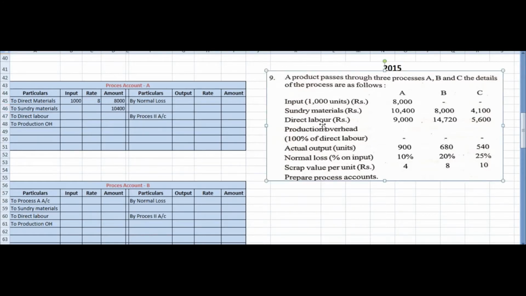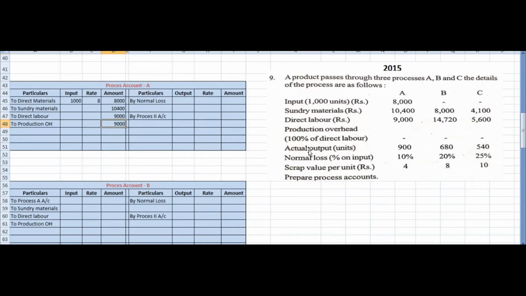Then labor is 9,000. And production overhead is how much? 100% of the direct labor. Whatever your direct labor is, 100% of it is 9,000. Your labor is 9,000, so 100% means 9,000 only. Clear? Okay.